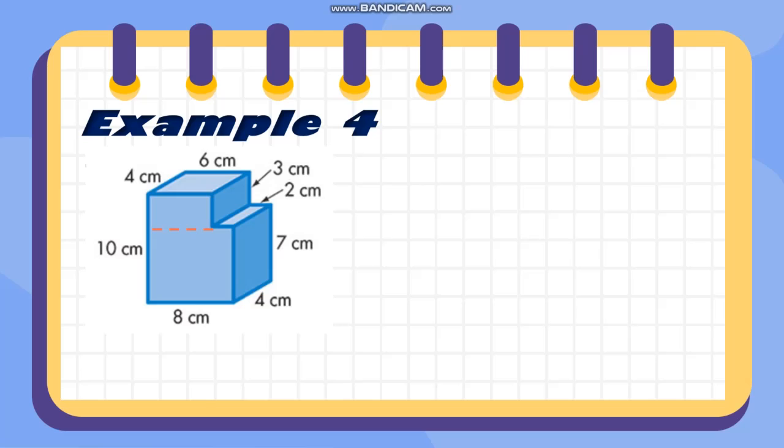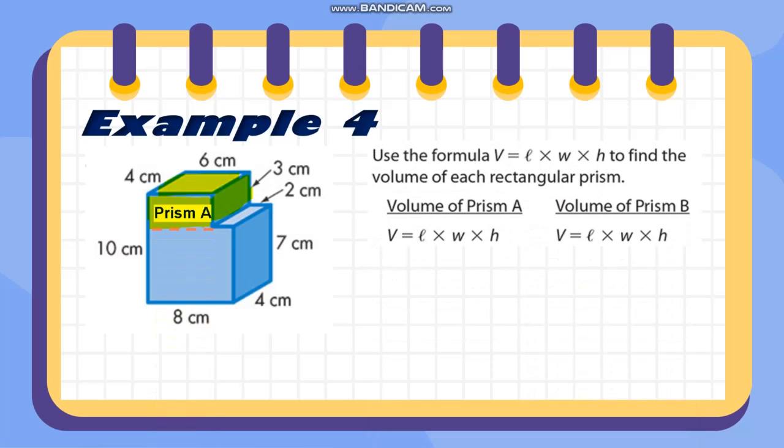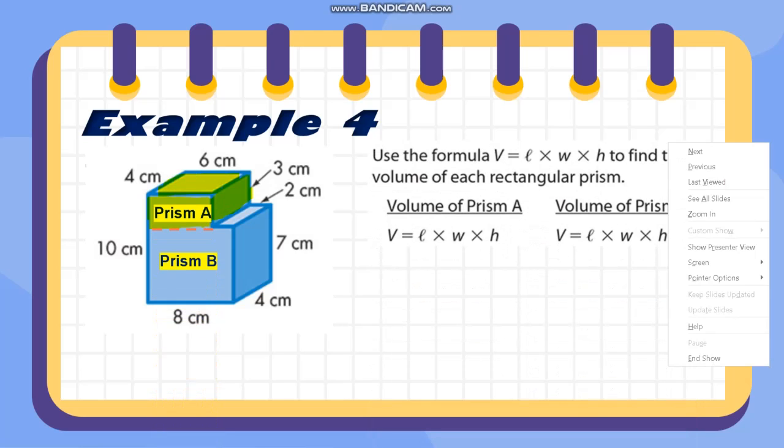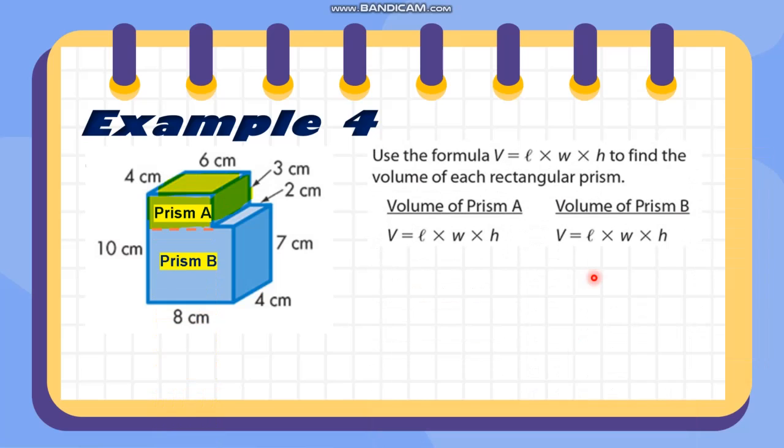So if I'm going to cut this one, so the figure is this. So if I'm going to separate the figure, that is my first prism above and my second prism below. So I have prism A and prism B. So for prism A, I have here prism A. So from here up to here, and from here up to here, from here up to here, that is the length, which is equivalent to 6.